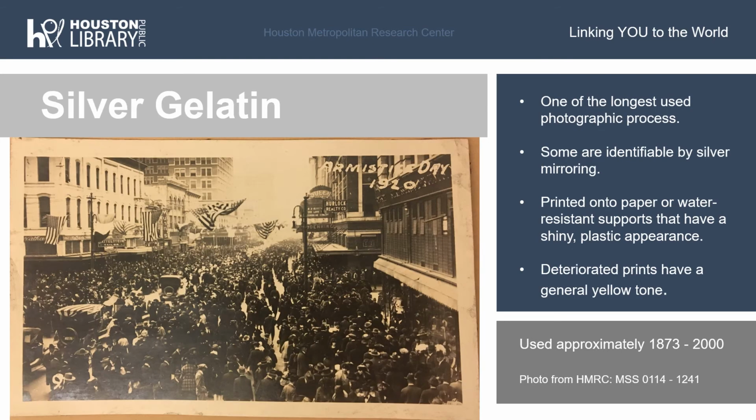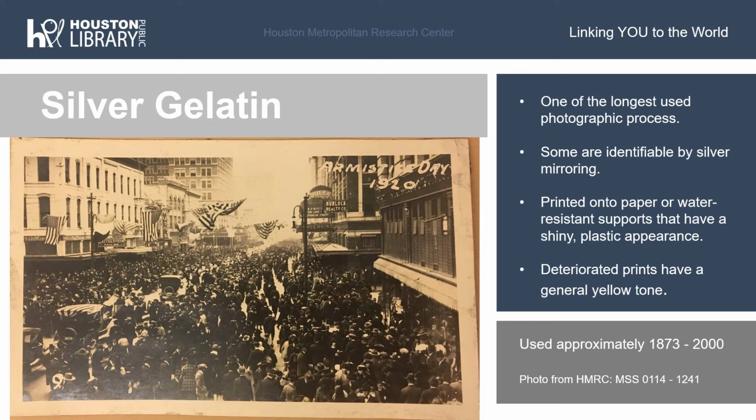Silver gelatin photographs are one of the most commonly used photographic processes of the 20th century. The process for silver gelatin photographs was developed in 1873 and was used all the way through the end of the 1900s. Because silver gelatin photos could be developed with a variety of color tones and glosses, it can be hard to pinpoint a defining physical characteristic.